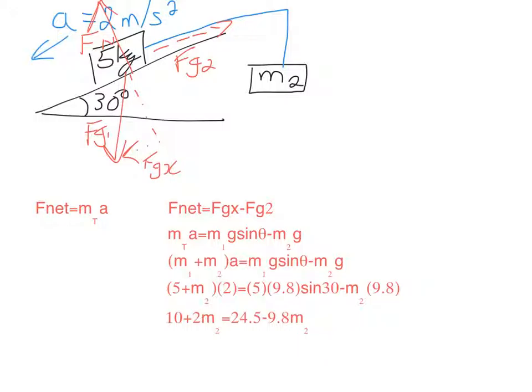And we'll have 2 M2s. Let me make that more clear and put that in brackets. Oh, it's a plus sign in there, that's why. 2 plus 2M2. So it's really, I've got 2 of them. And then 5 times 9.8 times sine of 30 gives us 24.5. And this, of course, gives us 9.8 M2.